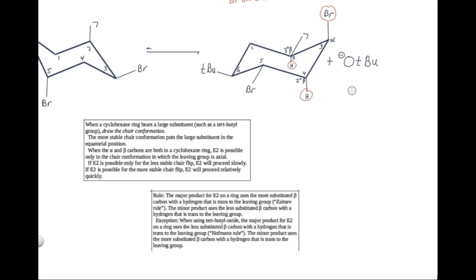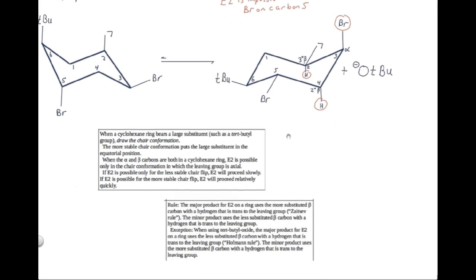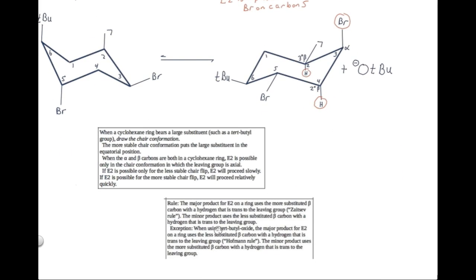Now remember that the base for this problem is tert butyl oxide. The problem told us that we were using tert butyl oxide. And remember that tert butyl oxide is an exception. When using tert butyl oxide, the major product for E2 uses the less substituted beta carbon. This tert butyl oxide will prefer to attack the less substituted beta carbon because it has less steric hindrance, and tert butyl groups already create a lot of steric hindrance. So with this tert butyl group, we're going to apply this exception, and our major product will come from using the less substituted beta carbon. Draw that mechanism.